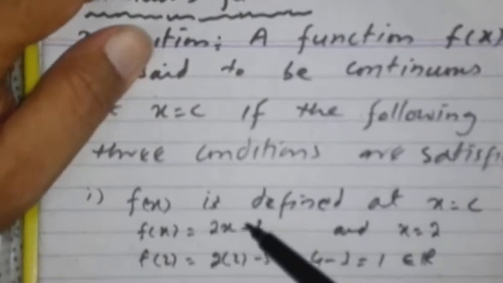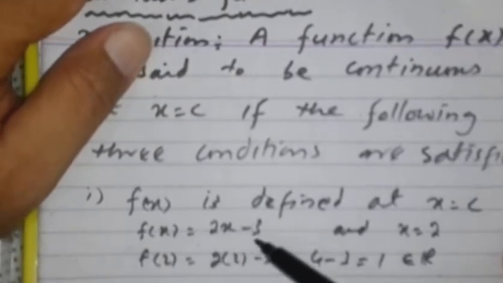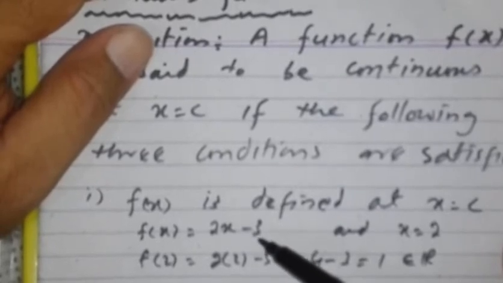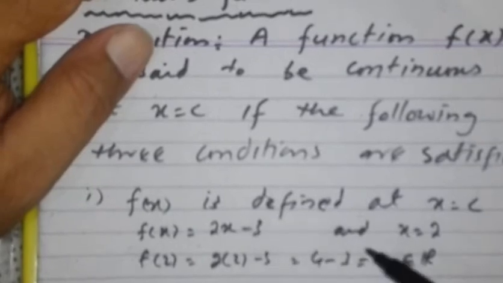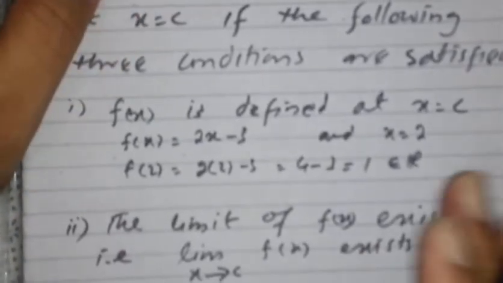When a function becomes undefined at a certain value, then it will not be continuous. So this f of x is defined at any number. If we put any number, 1, 2, 3, minus 1, minus 2, it can't be undefined. So that's why the first step is done.